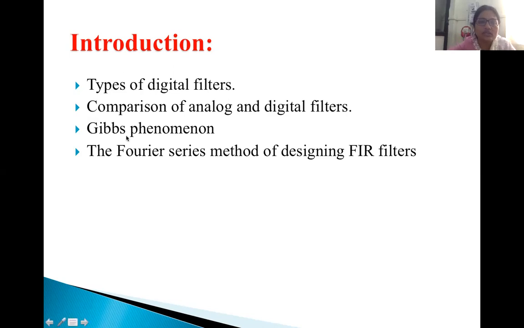While doing this, we will understand the different types of digital filters, and the difference between analog filter and digital filter. Then we will look at a very important phenomenon called the Gibbs phenomenon. And finally, we will go through the Fourier series method for design of FIR filter. So these are the things that we are going to study in this chapter.